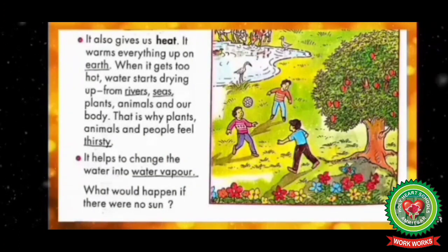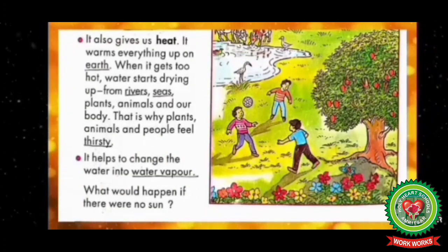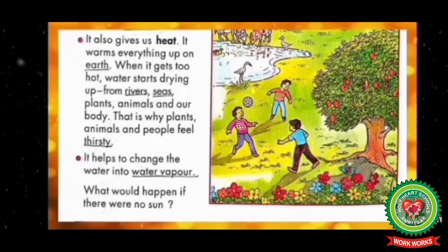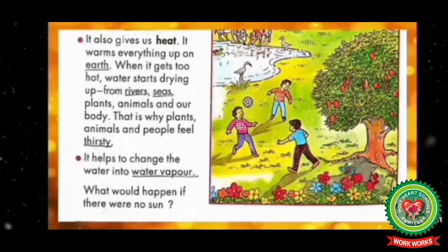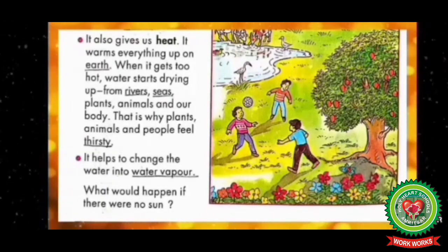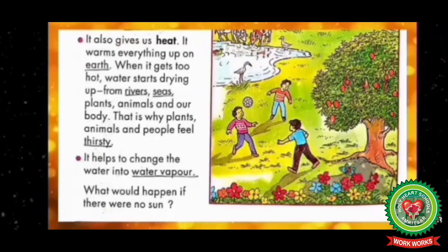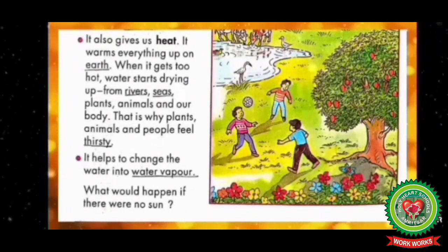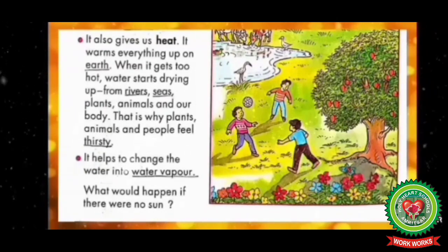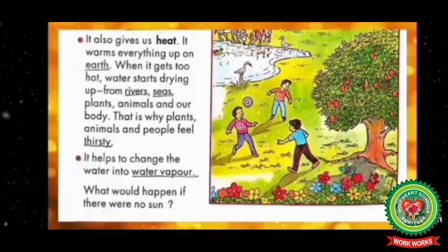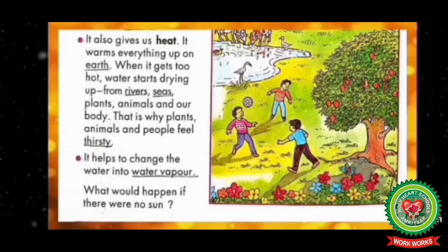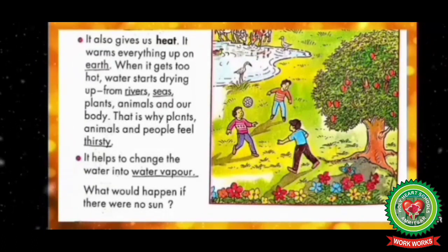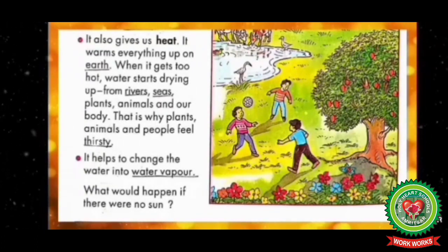Now the next one is it also gives us heat. It warms everything up on earth. When it gets too hot, water starts drying up from rivers, seas, plants, animals and our body. That is why plants, animals and people feel thirsty. Underline the word earth and write down its meaning, a blue planet.